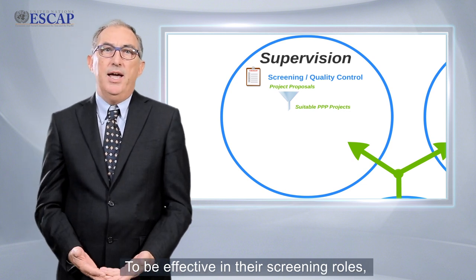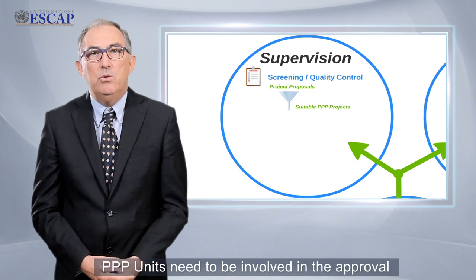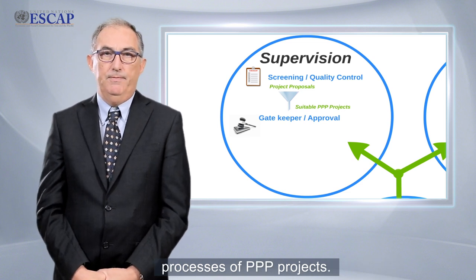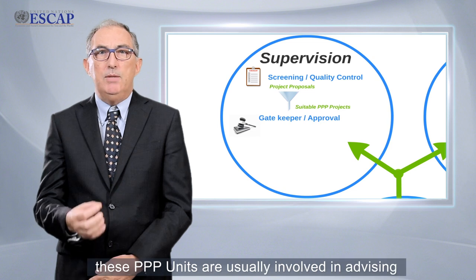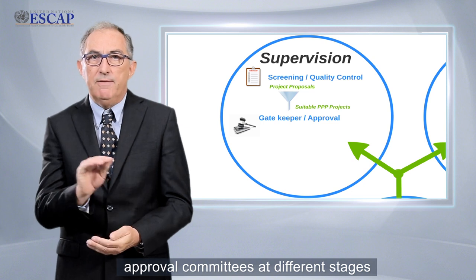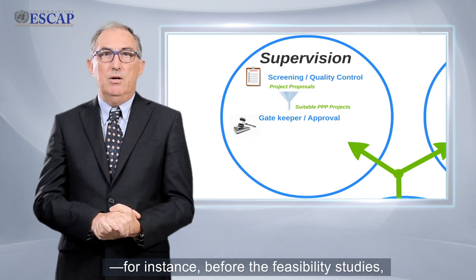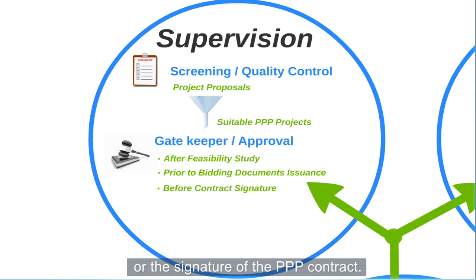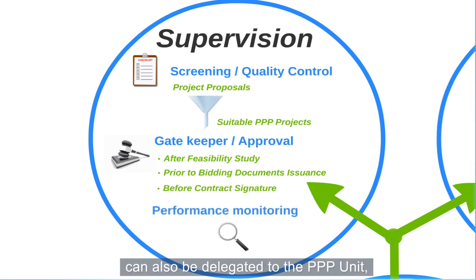To be effective in their screening roles, PPP units need to be involved in the approval processes of PPP projects. To this end, these PPP units are usually involved in advising approval committees at different stages, for instance, before the feasibility studies, the launch of bidding documents, or the signature of the PPP contract. Some monitoring tasks can also be delegated to the PPP unit. For example, to check if the PPP program is meeting its objectives.